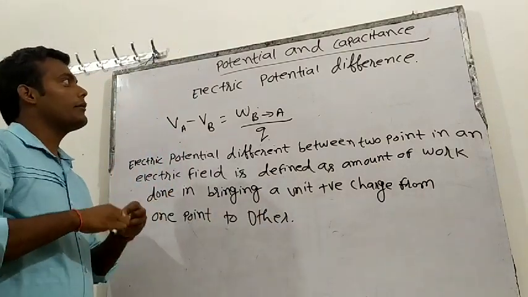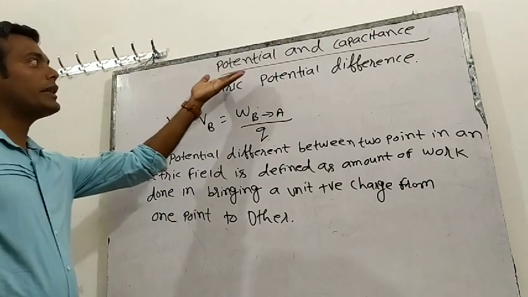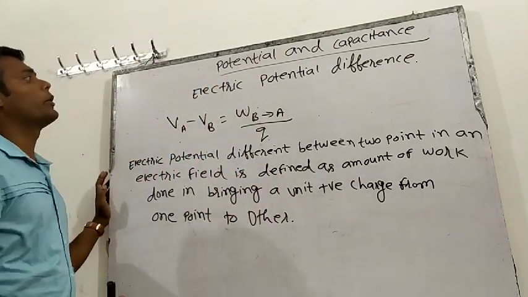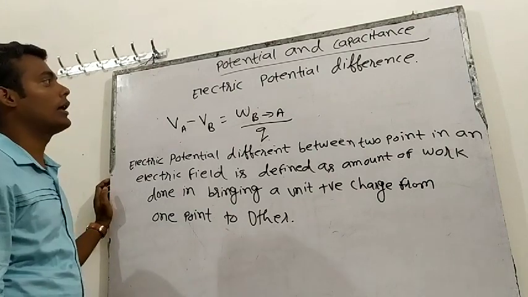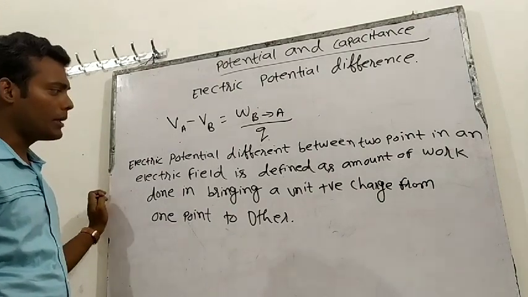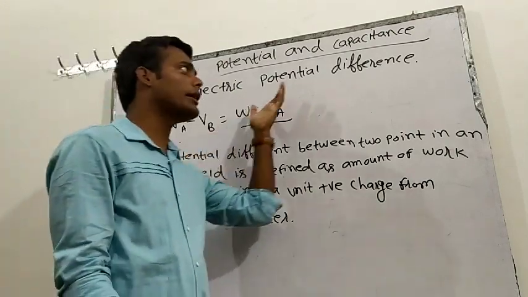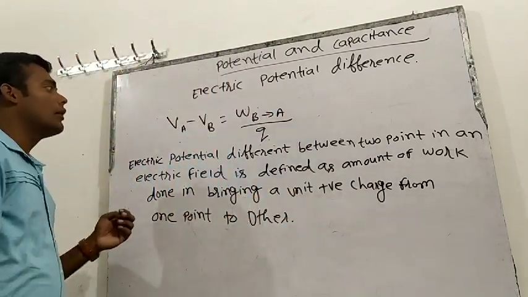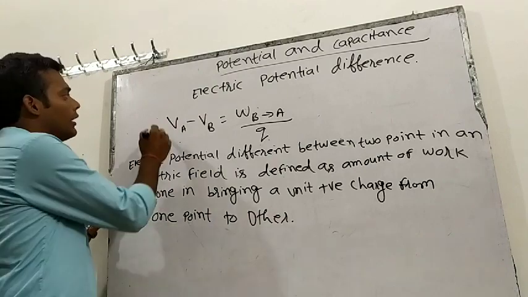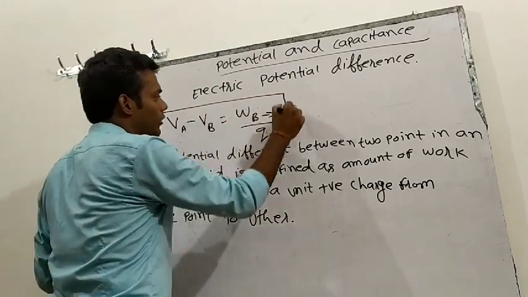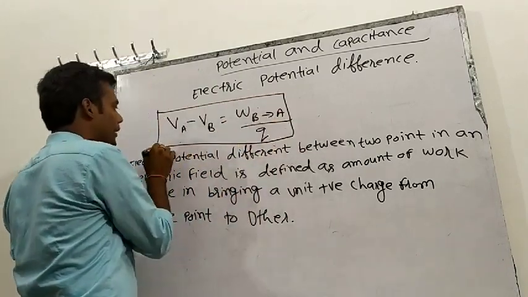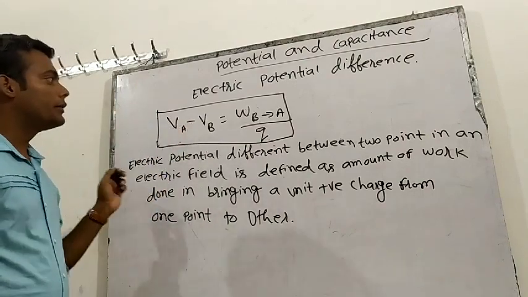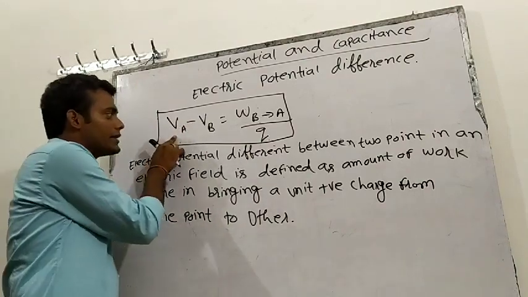My next lecture in the chapter on potential and capacitance is again related to the concept of electric potential. In my previous lecture, I discussed electric potential difference. What is electric potential difference? I derived the formula VA minus VB is equal to WBA by Q. I told you that this is the potential difference.